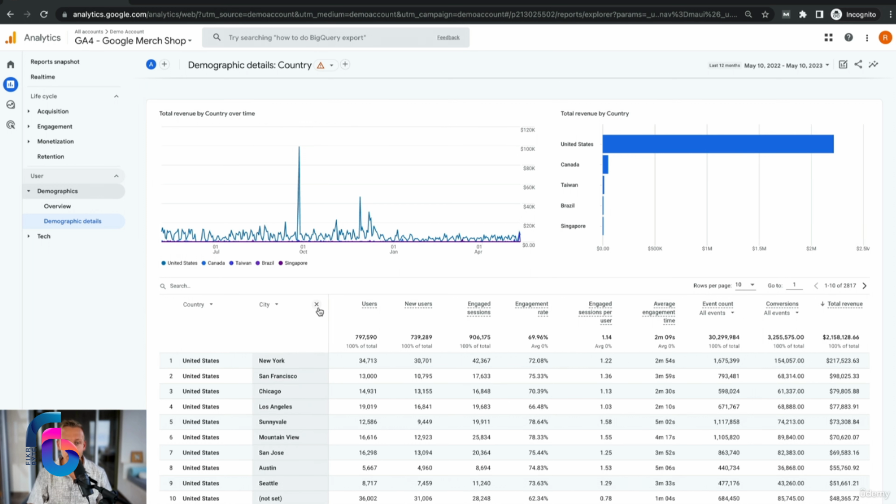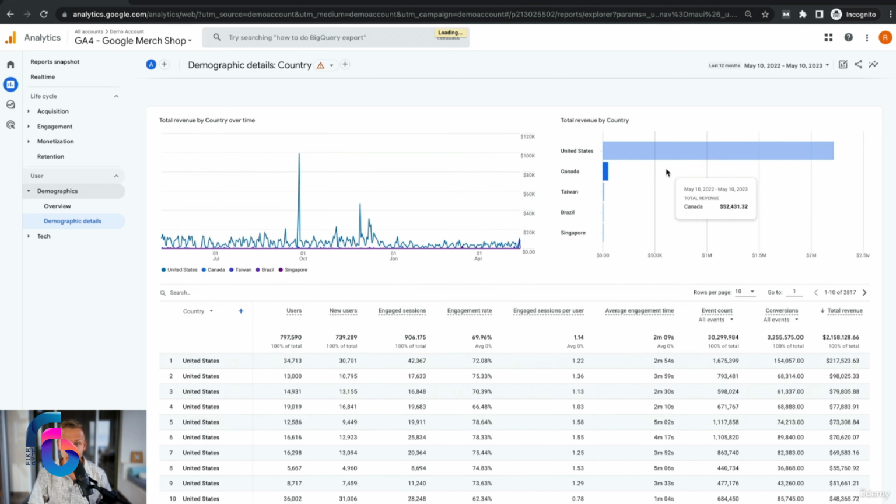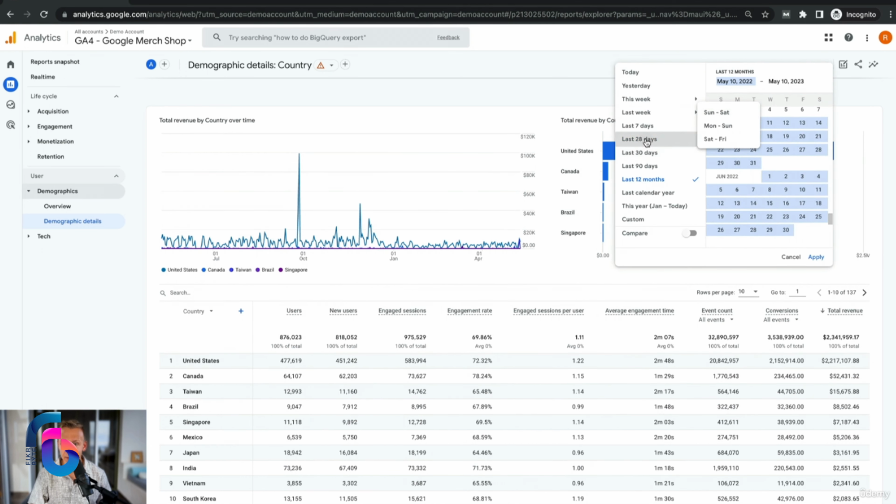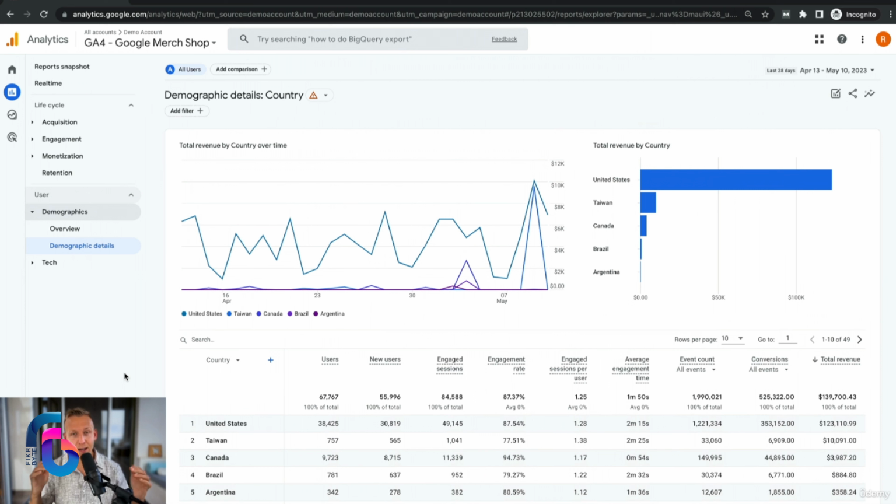So if I want to remove the city and go back to the original view, I just click on exit here, and then we have the original view. I'm going to set the dates back to 28, apply. So now you know how to find the location of your traffic, how to find high quality versus low quality location traffic, and also what to do with that information.